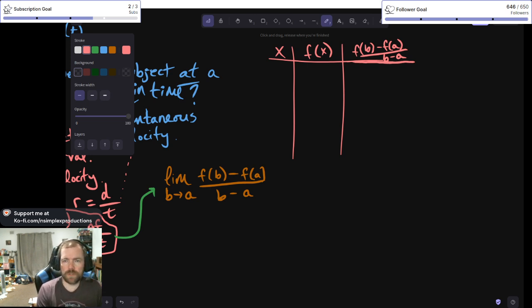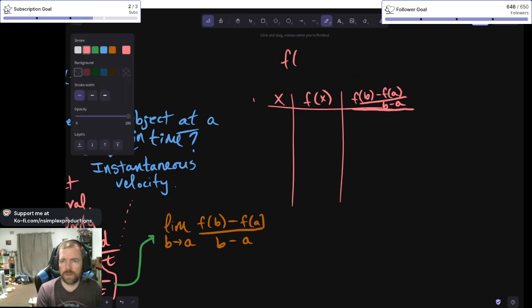Okay, so if we do something like f at x is equal to square root of x. Oh, we picked a hard one. Okay, it's not too bad. But we'll do a equals 4, and b initial is going to be 9.